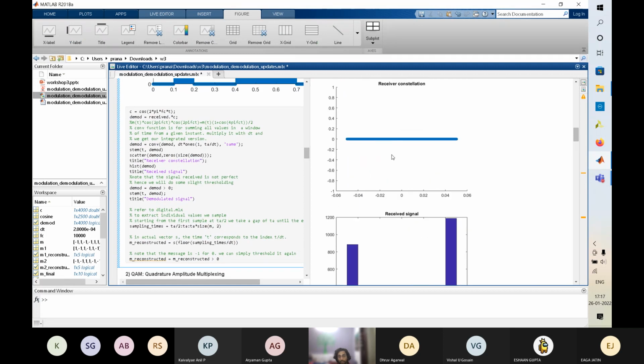So this is the receiver constellation. In communication terms we use the word constellation a lot. What it means is mapping the signal in a graph. This is very important to see how to make decisions.